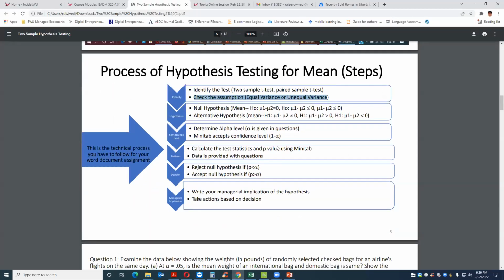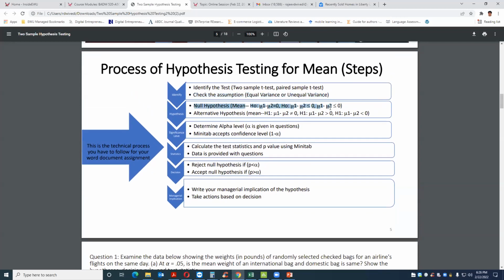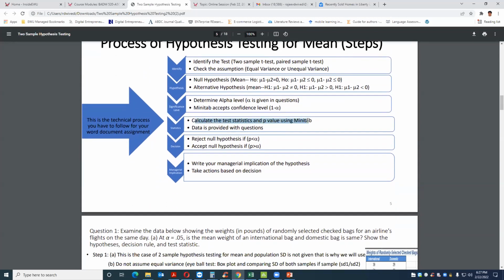So then you decide your null hypothesis and alternative hypothesis, write both hypotheses. Check the alpha level: 5%, 1%, 2%, 10%, whatever. Minitab accepts 1 minus alpha, which is the confidence level. So if alpha is 5%, Minitab accepts 95%. If alpha is 1%, then Minitab accepts 99% confidence. So check that. Calculate the test statistic and p-value.